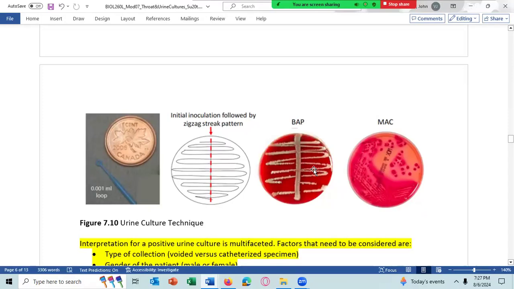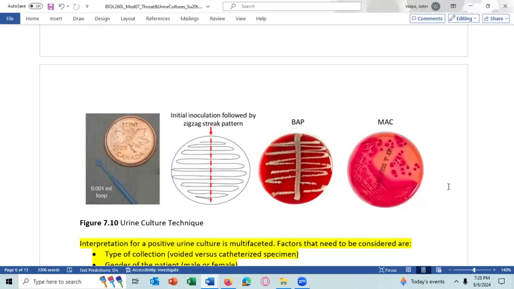And besides growing on blood agar, we also take the urine and streak it on either MacConkey's agar, that's also called MAC agar, or EMB, eosin methylene blue. The reason for growing it on one of these two agars is that commonly the family Enterobacteriaceae causes, I think, the majority of UTIs.